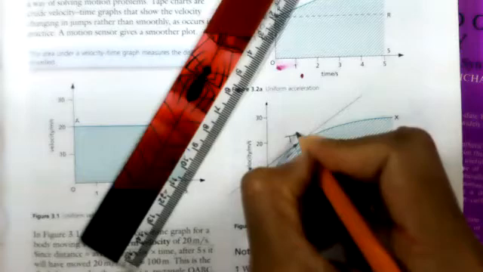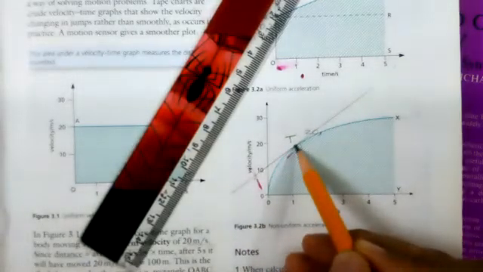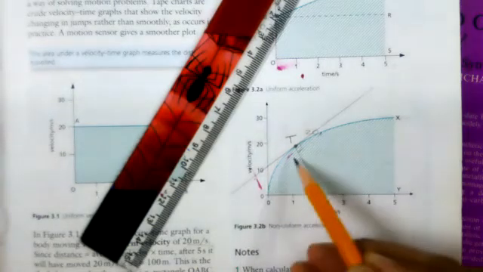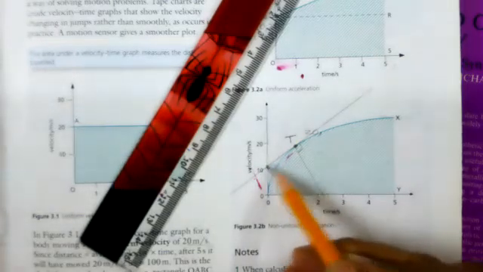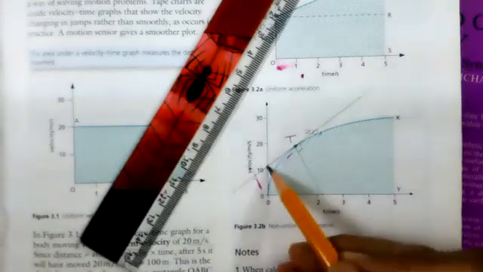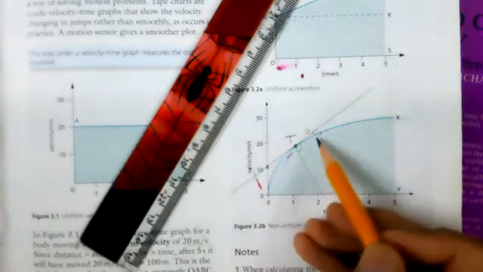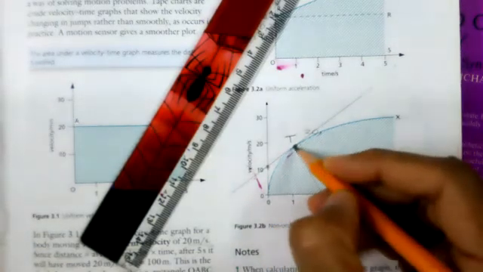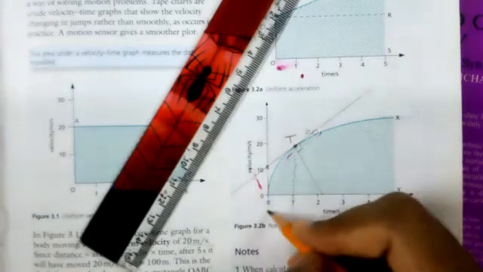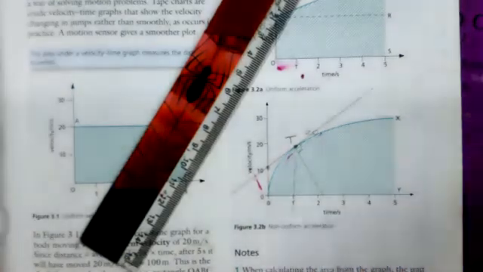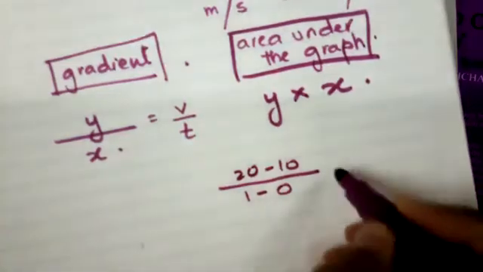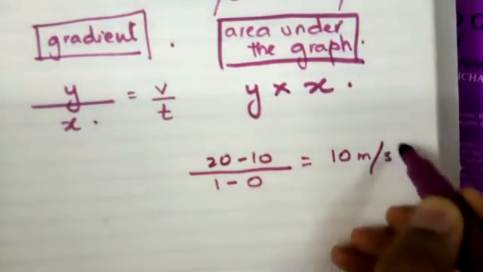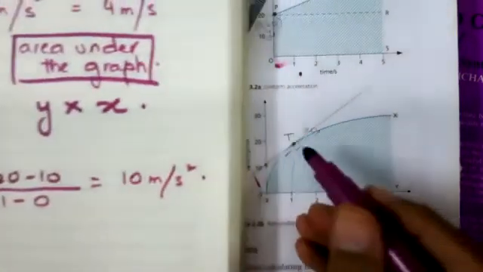Now v2 would be 20. But then v1 would be what? V1 cannot be 0. It will be 10. Can it be 10? Yes, it can be 10. Any point on this line, and because 10 is on this line, yes, 10 can be v1. Very good, Sarah. So v2 minus v1, and then what will be t2? T2 would be this 1, and t1 can be 0. So you can have 20 minus 10 over 1 minus 0. And so you will have 10 meters per second squared, which will be the acceleration at this point.